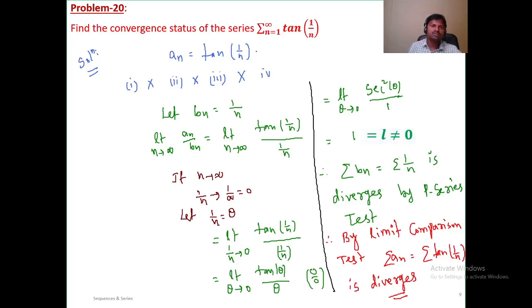So clearly here also it is more than 0 only. For all values of n, tan 1 by n is always more than 0. Similarly, in the previous problem also all the terms are more than 0. Then only we can apply. Otherwise, we cannot apply. Remember.